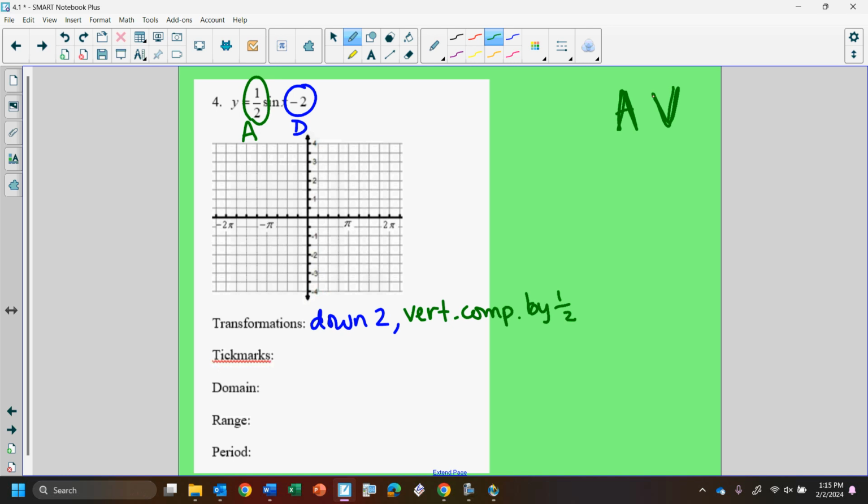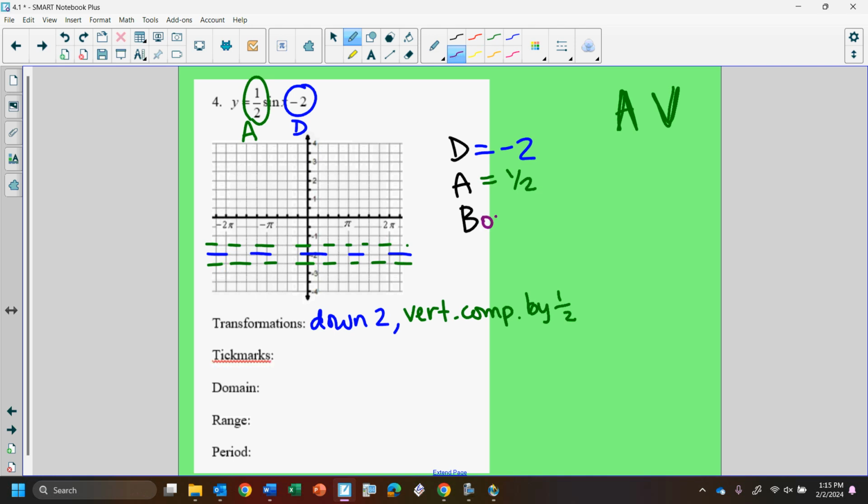Okay. All right. So let's do our DAP. Where's our dividing line? Down at -2. Gorgeous. Draw that in. We said the amplitude was just 1/2, so we're just going to go up 1/2 and down 1/2 from that dividing line. Up 1/2, down 1/2. See that? Doing okay?